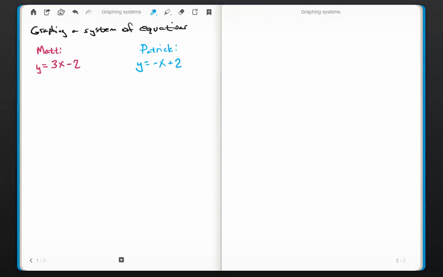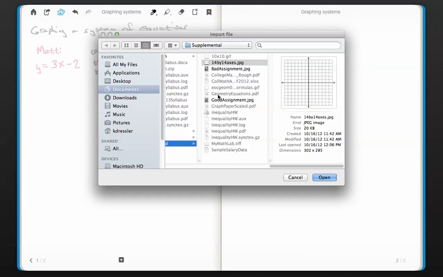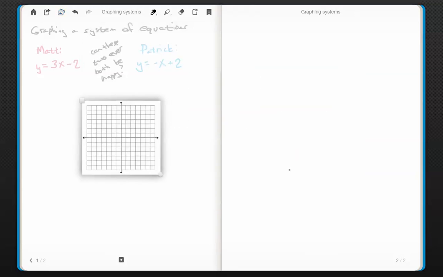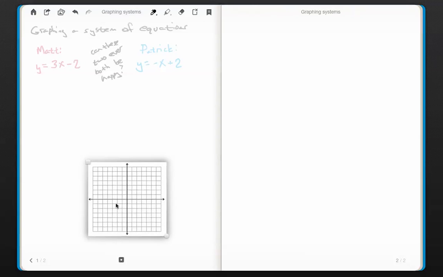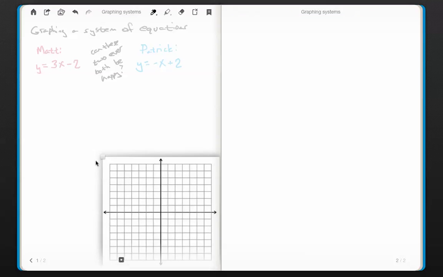Now, the question is, can these two ever both be happy? So that's what we're going to try to do, see if we can make them happy. Now, it turns out that determining happiness is easier done when you have a picture. So we're going to draw a picture of this, and it just so happens I've got this little picture of these points here.